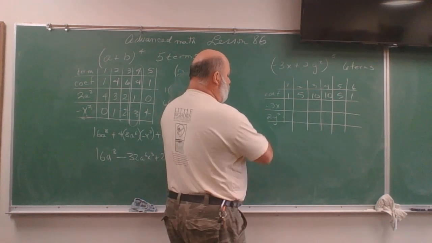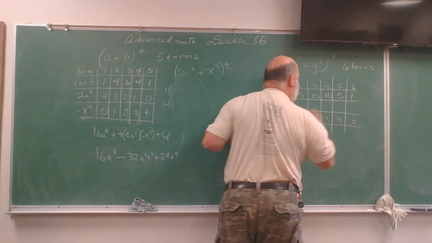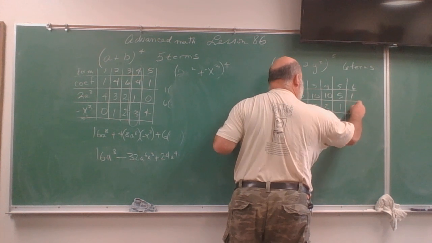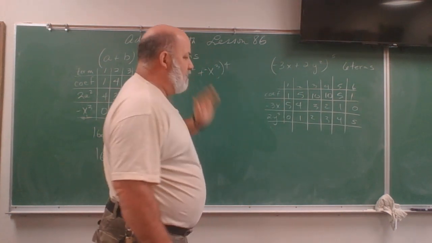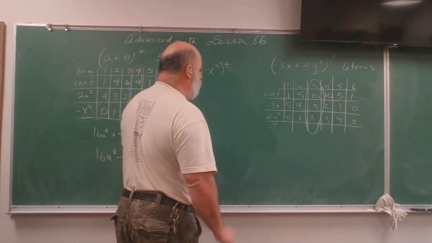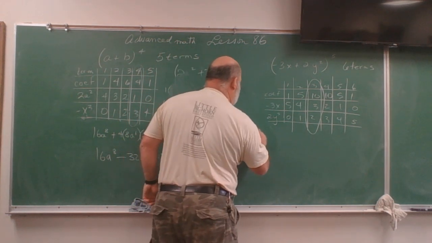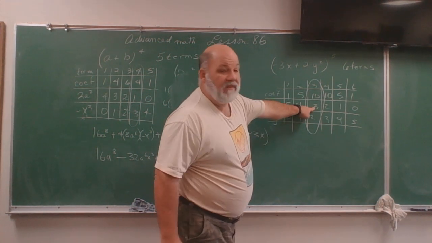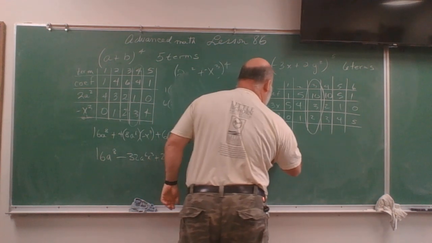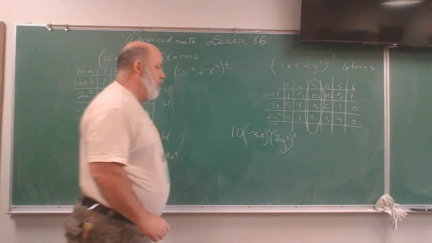I don't expect you to have that memorized. And the powers, let's start with the second one first. It goes 0, 1, 2, 3, 4, 5. And 5, 4, 3, 2, 1, 0. Now it only asks for the third term. The third term will be 10 times the negative 3x to the third power. And the positive 2y squared, quantity squared to the second power.